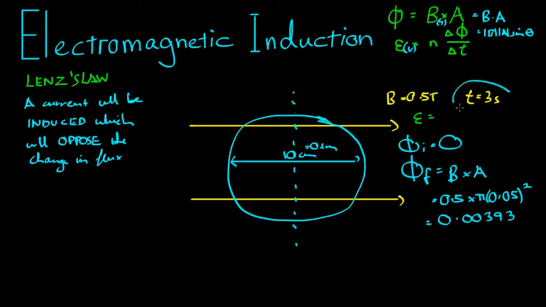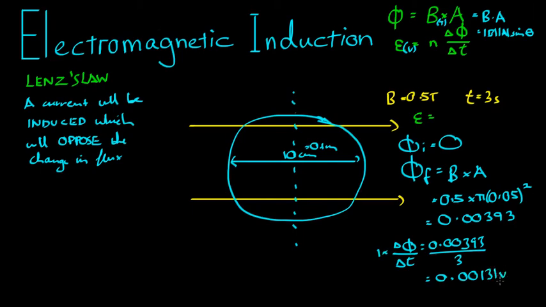And the time it took is t. So to find the delta flux, we say it's final take initial. So that's 0.00393. And if we divide that by delta time, that's divided by 3. And I have that coming to 0.00, of course n equals 1 also, 0.00131 volts, or 1.31 millivolts. So not a lot of voltage generated in this wire.